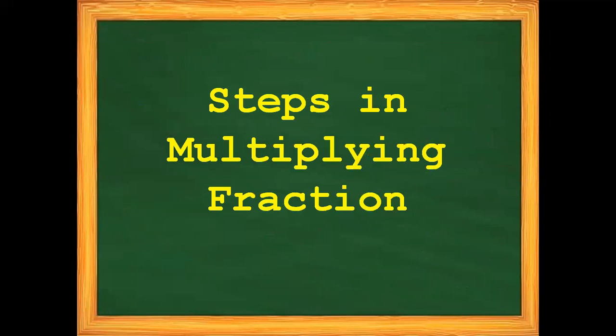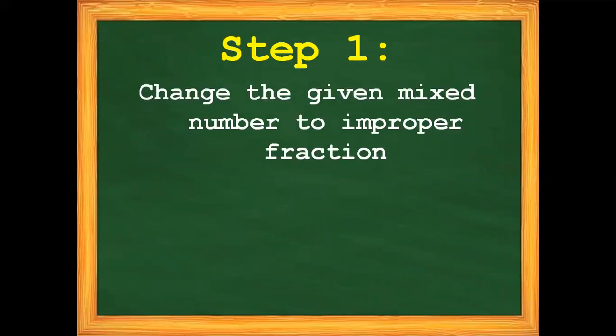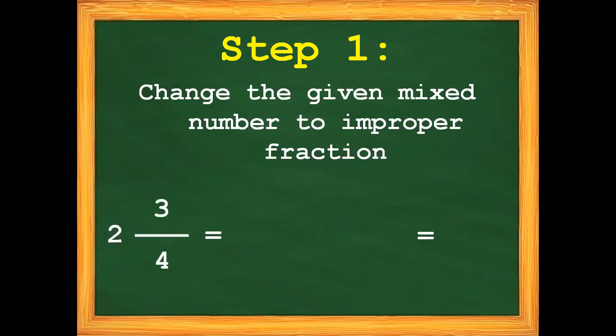But before that, what are the steps in multiplying fraction? Step 1. Change the given mixed number to improper fraction. 2 and 3/4 times 2/11. Our mixed number here is 2 and 3/4. So let's change this mixed number into improper fraction.